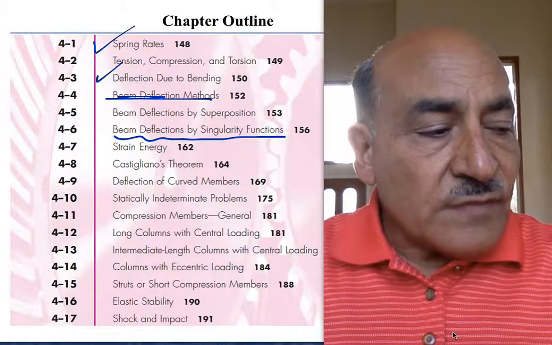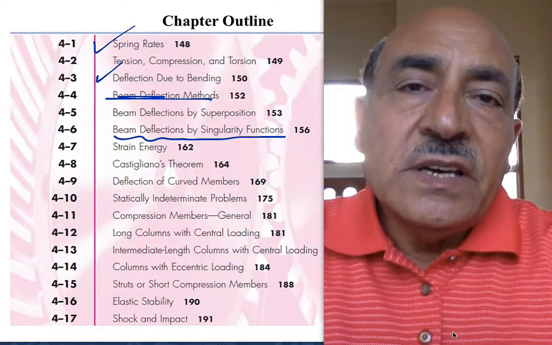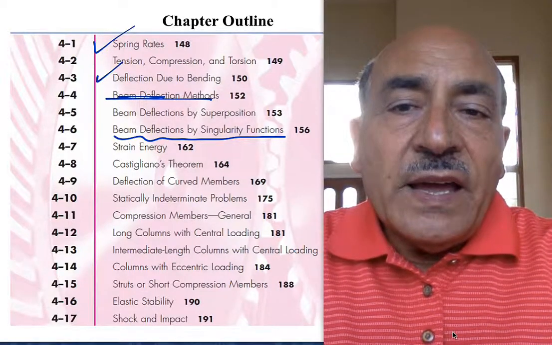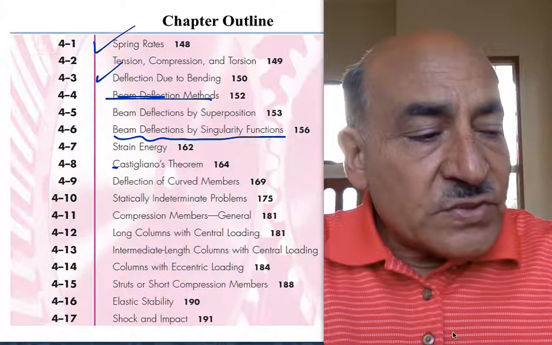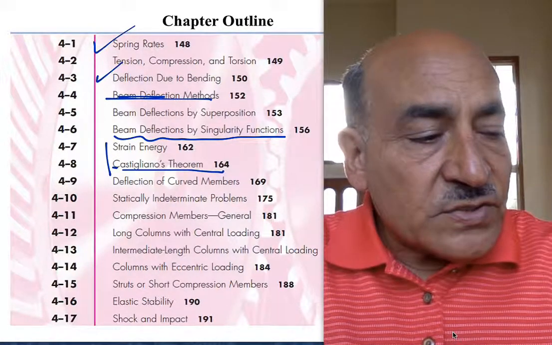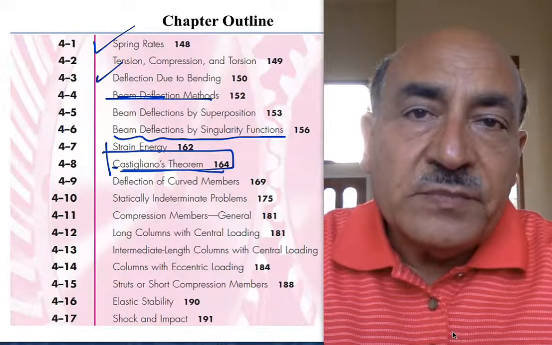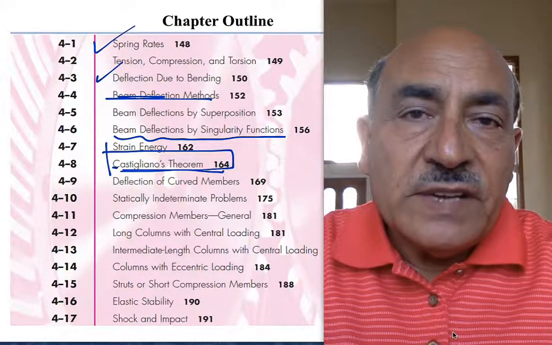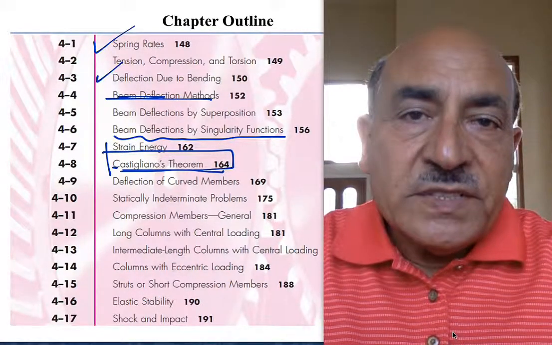One that is based on singularity functions, as we have discussed in chapter 3. And another method that is based on energy storage, and this energy storage idea is called Castigliano's theorem. So with this theorem, it allows us to compute deflection of beams of indeterminate support system.